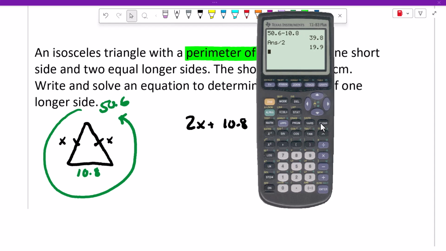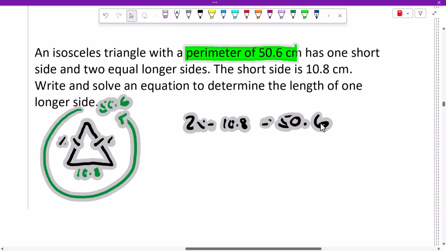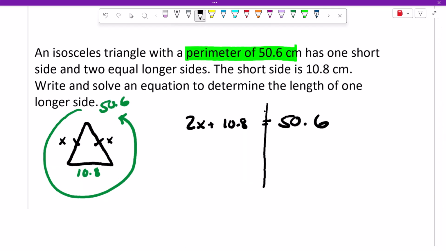Okay, so now let's go through the equation. All right, so we go like this. We have our perimeter equation set up, right? Cover up the side that doesn't have the letter. Which number do we get rid of first? The 2 or the 10.8? Yeah, the adding and subtracting one. That's plus. So we go subtract 10.8.